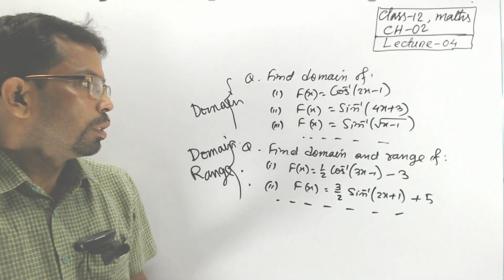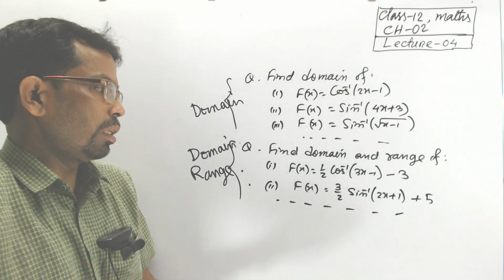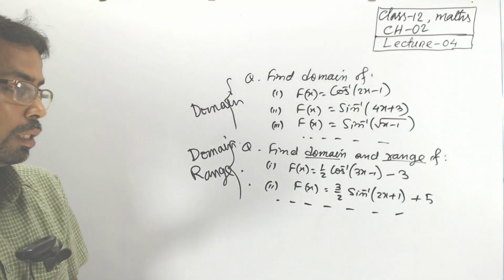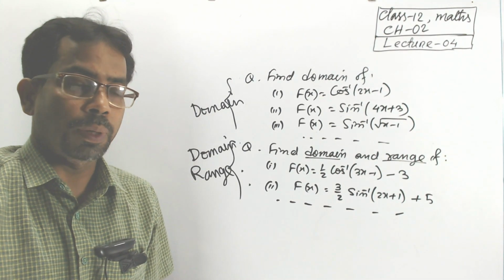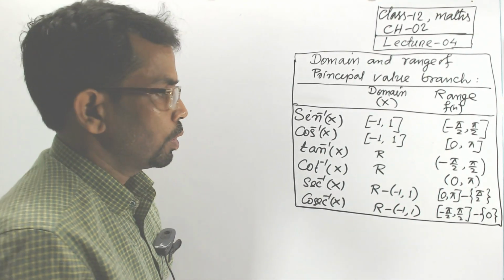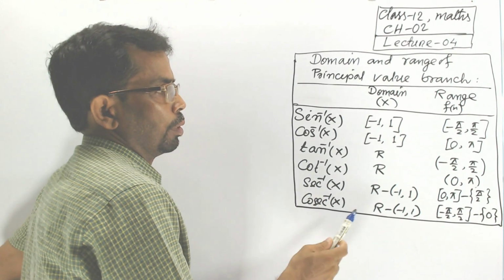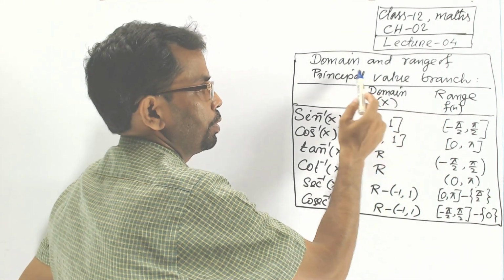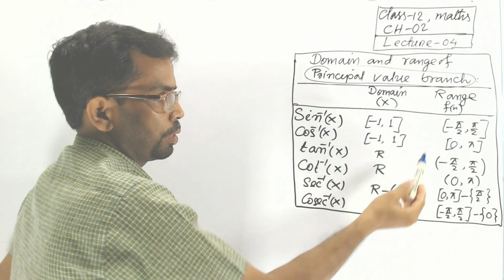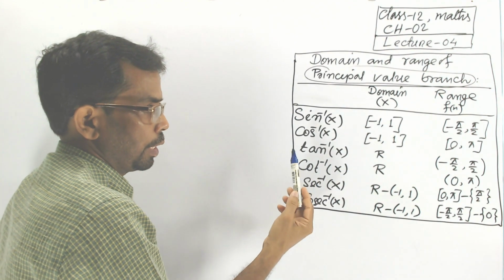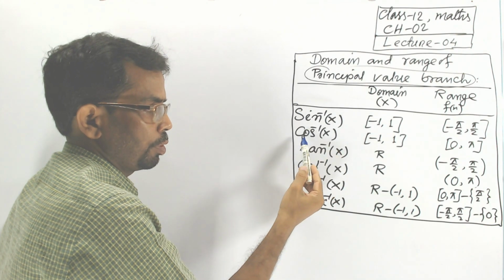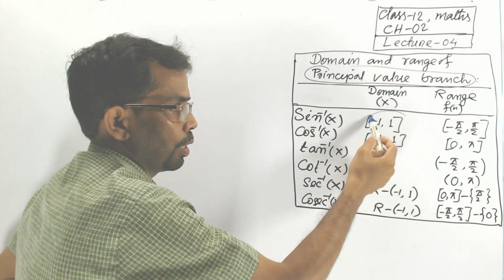And to learn how to find domain and range, at first we have to learn the domain and range of principal value branch, which I am giving now. We must know this table at first. It is about the domain and range of principal value branch. The first column is about domain, the second column is about range, and I am writing here, in terms of capital X, sine inverse X, cos inverse X, and this first column is the domain.